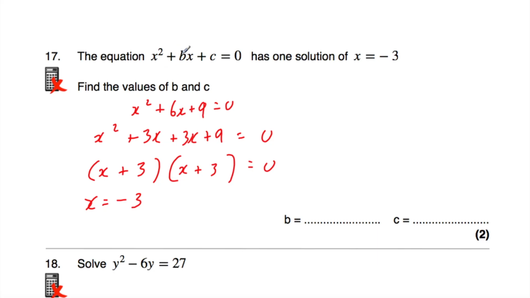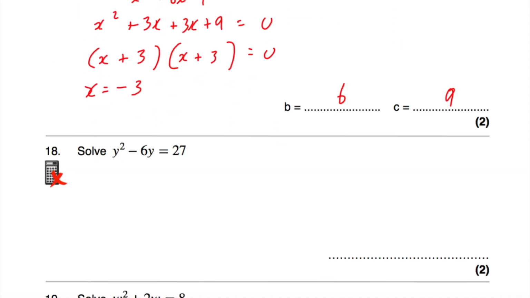Now we wanted to find the values of b, so that's the coefficient of x, which is 6. And we wanted to find c, the constant on the end, so that's 9. And that's it. So b equals 6 and c equals 9. Okay, let's look at our next question, question number 18.